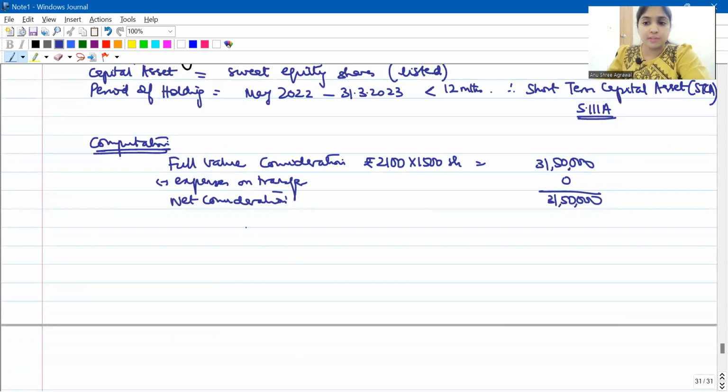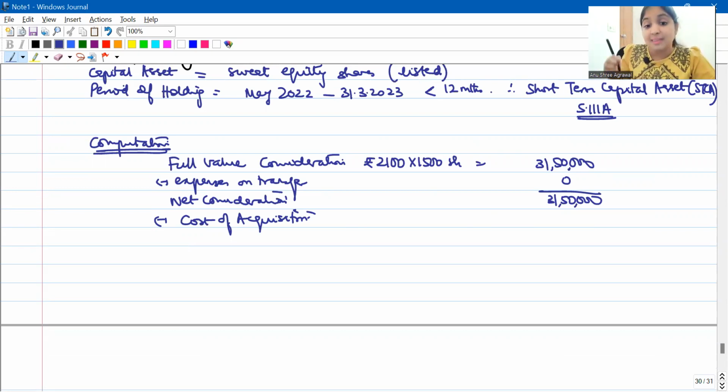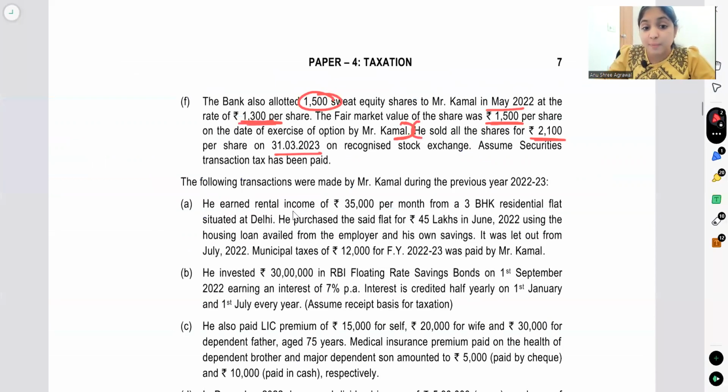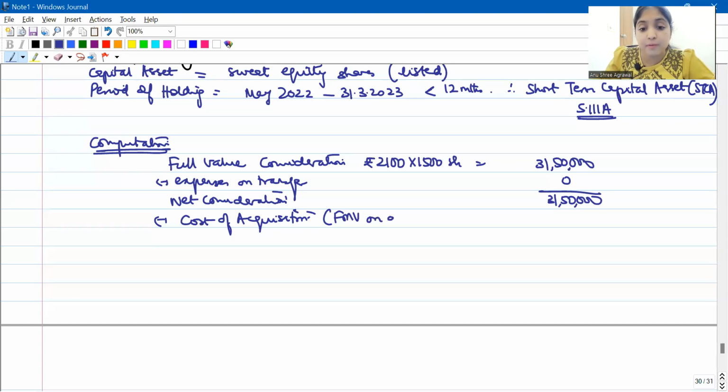Then I come to the cost of acquisition step. Will I index the cost of acquisition? No, I will definitely not, because it is short term. So I'll straight away subtract the cost of acquisition. Now comes the star adjustment. What is the cost of acquisition for sweat equity shares? Whatever was your exercise price, that will not be your cost of acquisition. Instead, FMV on the date of exercise of option, this will be your cost of acquisition. See, you actually spent 1,300 per share, but this will not be considered as cost of acquisition when you compute capital gains. Cost of acquisition will be nothing but FMV on the date of exercise of option.